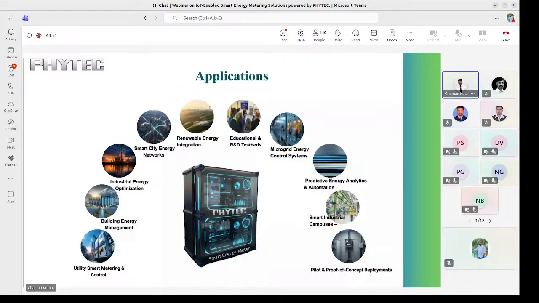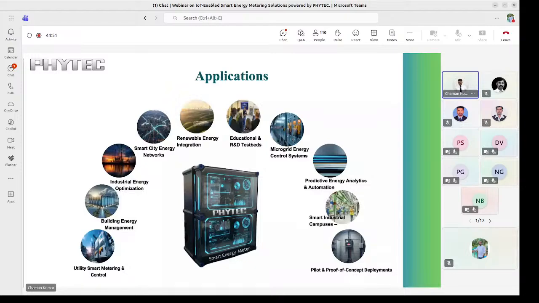Suppose it is RF based or PLC based, then we have a modem. If I go for the PLC type, then for the neighborhood area network and local area network, I will put a PLC modem here. If I go for RF mesh, I will put an RF-based NIC card, network interface card, here.